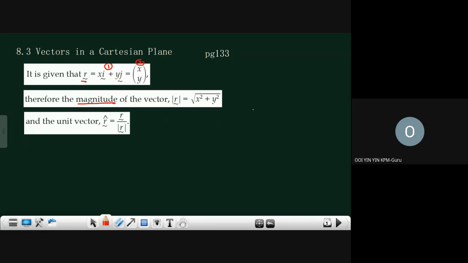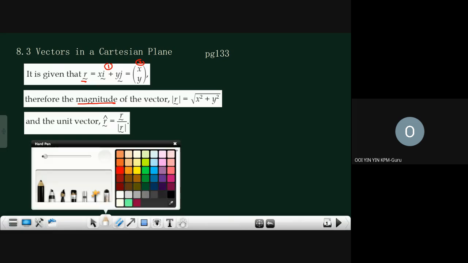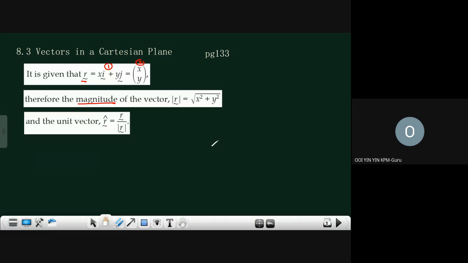That means like this one, you have your vector, right? This is your vector. They want to know from here up to here the length of this vector, which is also called magnitude. And then we can find it using the Pythagoras theorem, if you still remember. It's square root of x squared plus y squared. And then the unit vector.